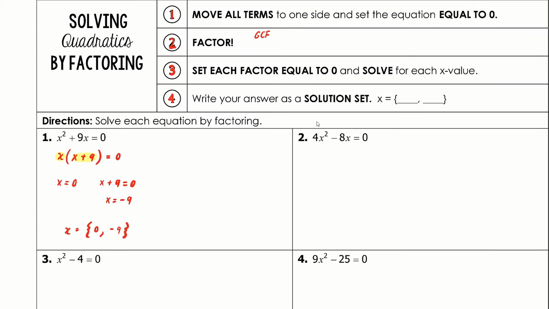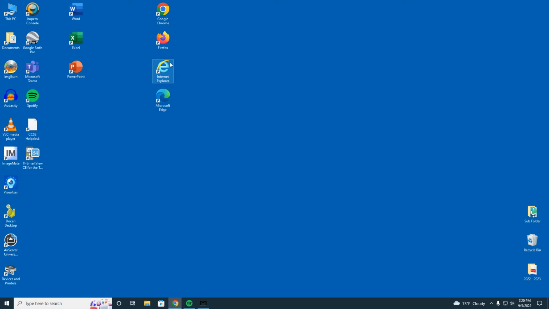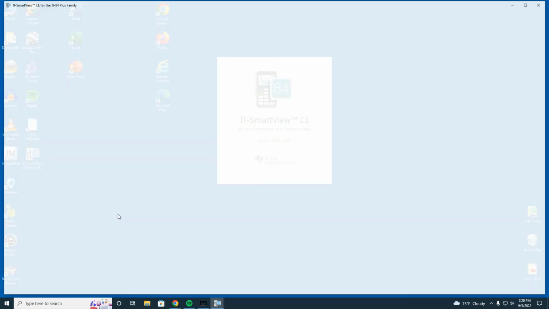Let's go to our calculator. And you might have a calculator close by. I hope that you grabbed one. I ask you to when you come into class. That should just be automatic. But I want to show you guys what we're actually doing when we're solving a quadratic by factoring.